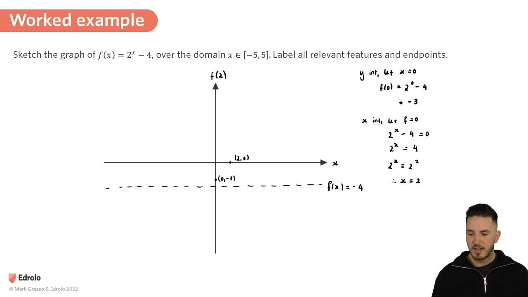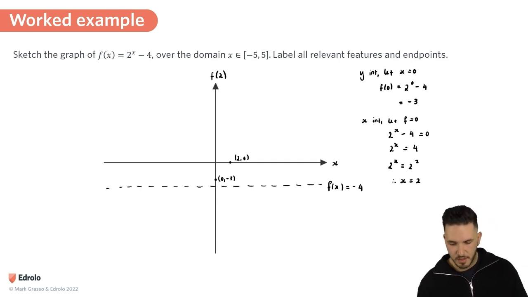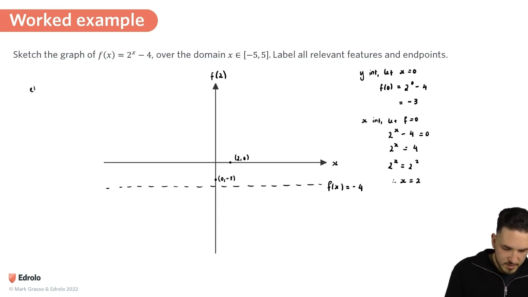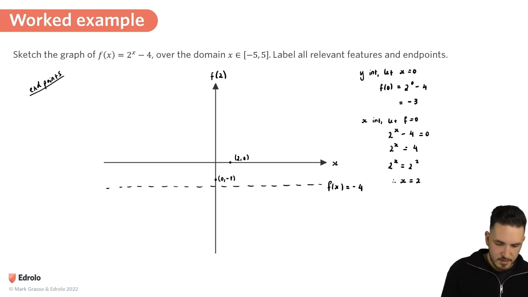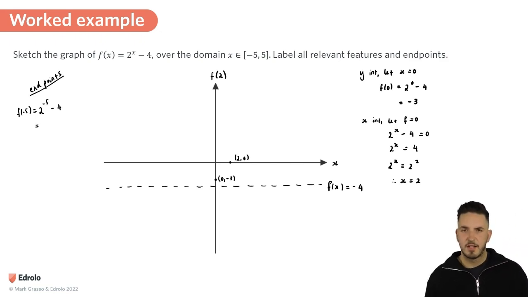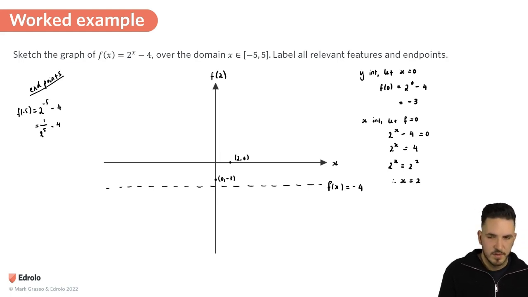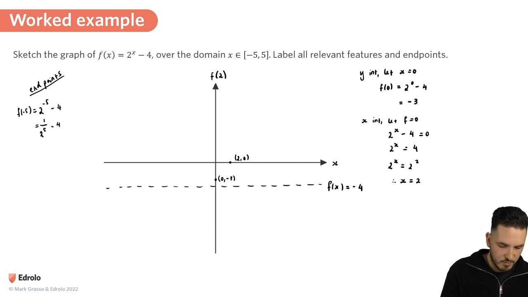And then we also now have our endpoints to worry about as well. So substituting in negative 5 and 5. So let's go up here. So endpoints. Probably should have done my intercepts on the left-hand side of the screen. That's okay. So we're going to have f of negative 5 is equal to 2 to the power of negative 5 minus 4. 2 to the power of negative 5 we can rewrite using positive indices, so that's going to be 1 over 2 to the power of 5 minus 4. 2 to the power of 5, we've got 2 squared is 4, 8, 16, 32, so 1 over 32 minus 4.